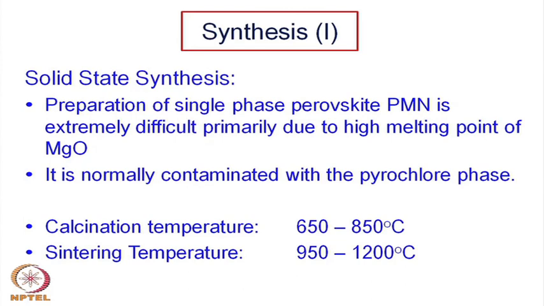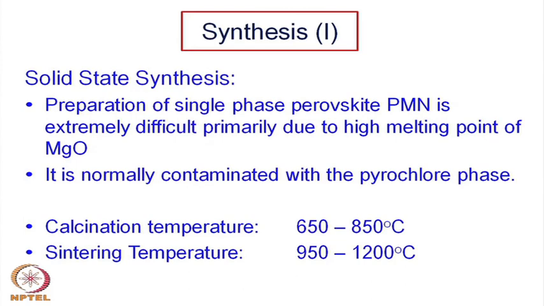It is normally contaminated with pyrochlore phase. A derivative of perovskite is also a pyrochlore phase, A2B2O7, that kind of compound, and these pyrochlore phases are non-ferroelectric in nature. So even the relaxor behavior is not there, and as a result they need to be avoided during the normal synthesis route.